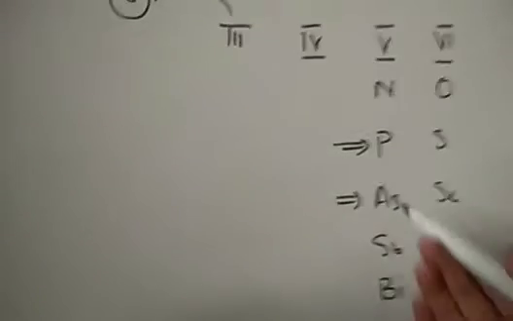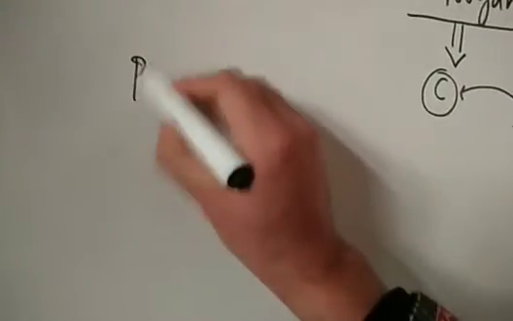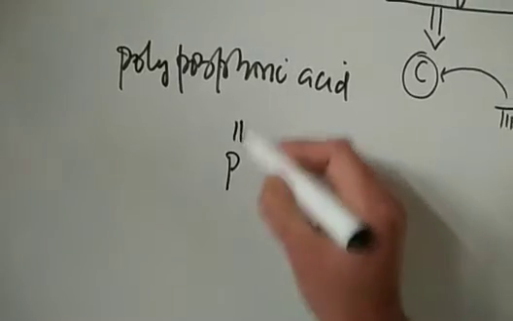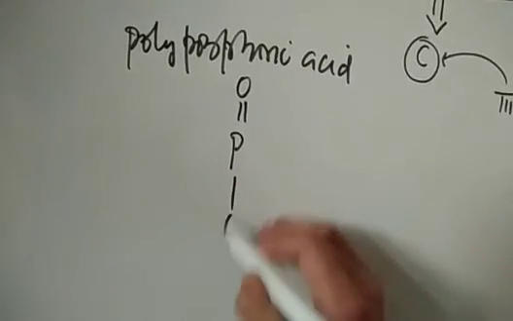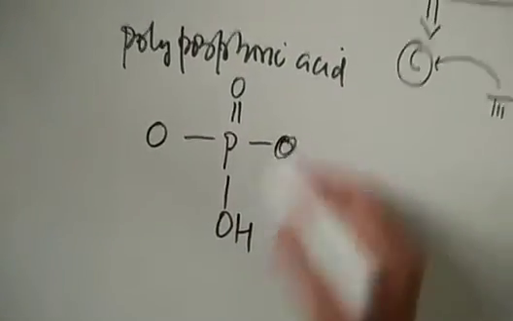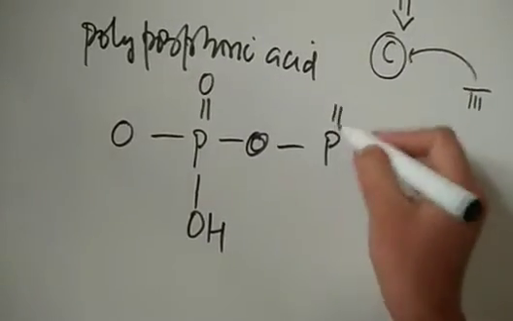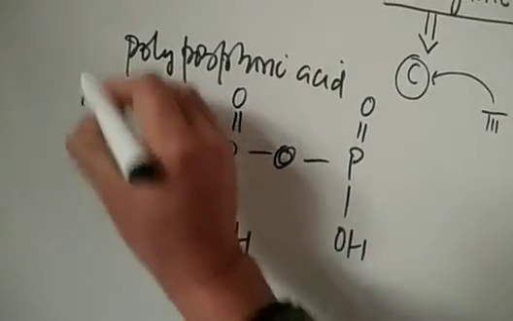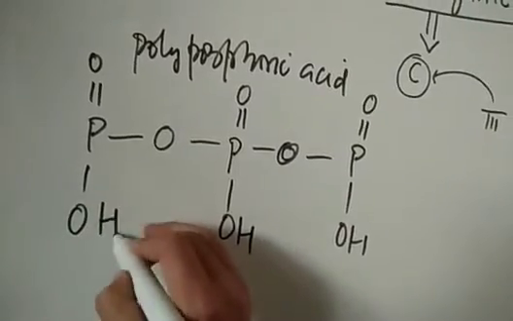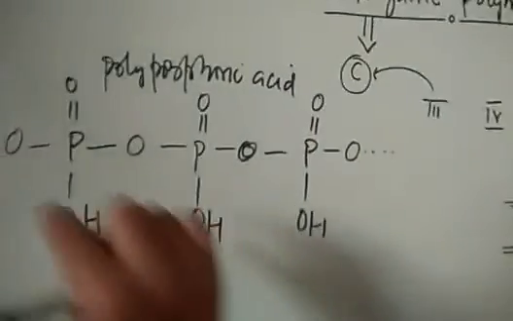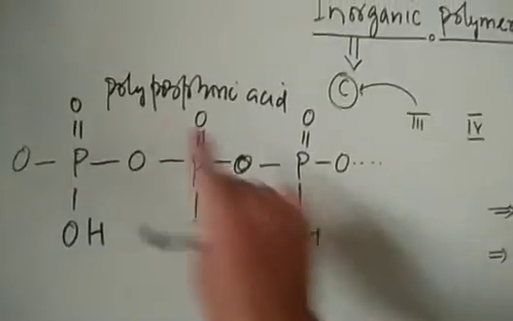Example, polyphosphoric acid, typical. The polyphosphoric acid. The unit that repeats in polyphosphoric acid is this one: P double bond O, OH. So it is a derivative of phosphoric acid. O. And from this side we have P double bond O, OH. Oxygen, and then it will get continued here. So this is the chain of phosphorus oxygen linkage called polyphosphoric acid.